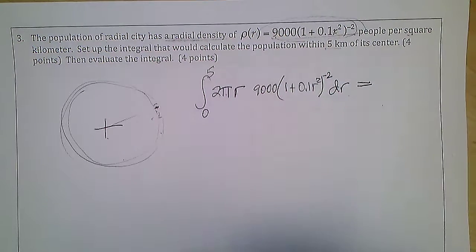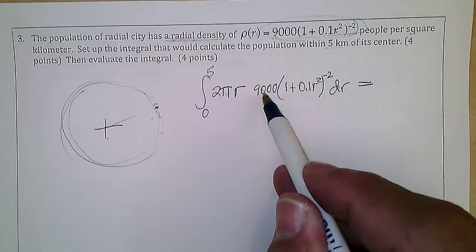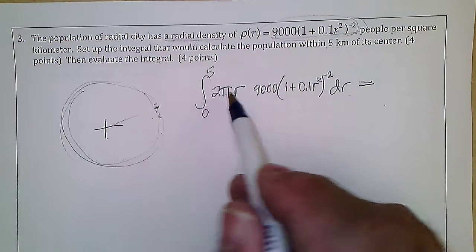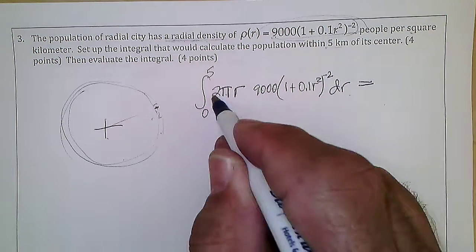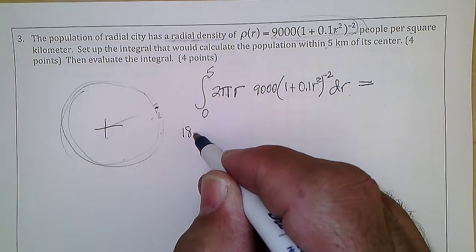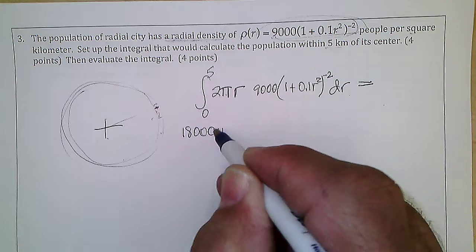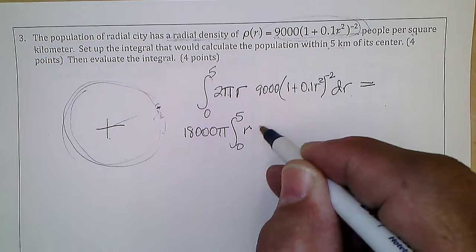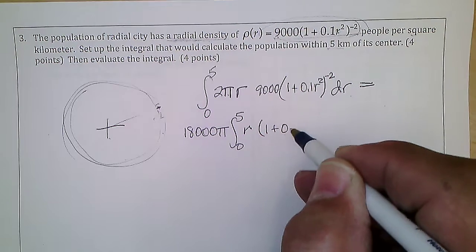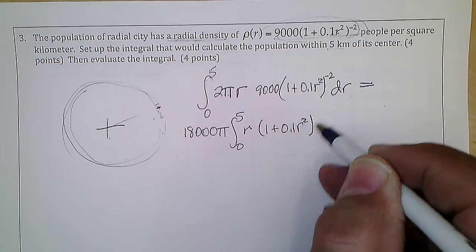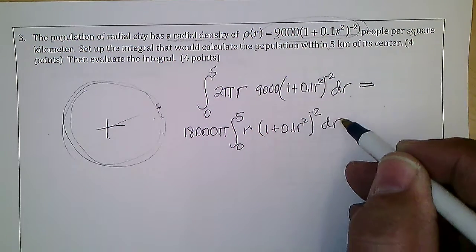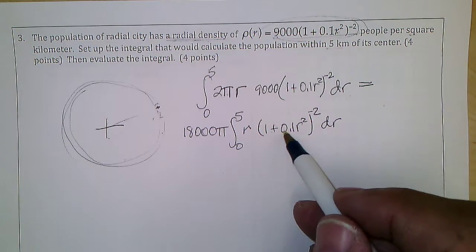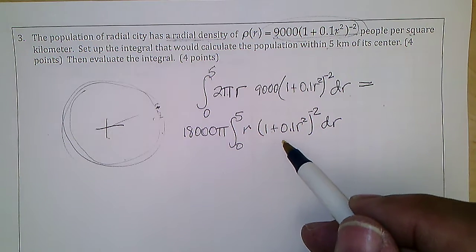So, constants that we can pull out. This cannot be taken inside because there's a power on this. We can take the 2 pi out. We can have 9,000 times 2, 18,000 pi, integral from 0 to 5 of r times (1 plus 0.1 r squared) to the minus 2 dr. The minus 2 cannot be distributed because this is addition. It could be brought in if it was all just multiplication, but it can't.